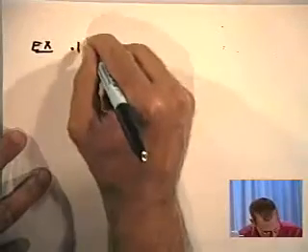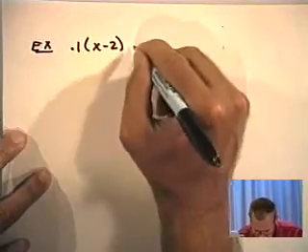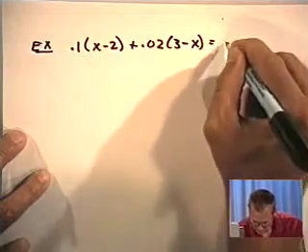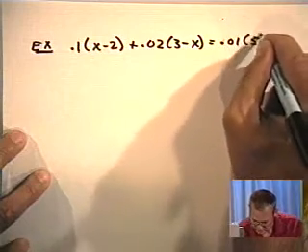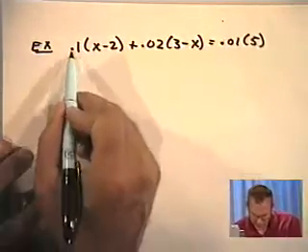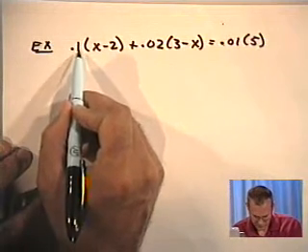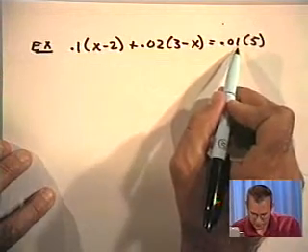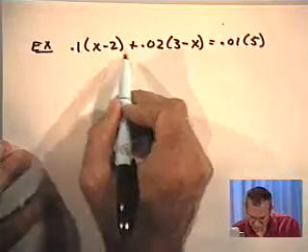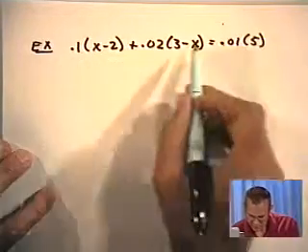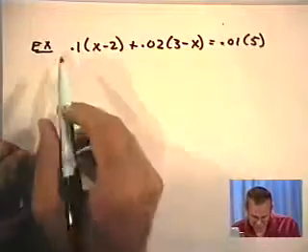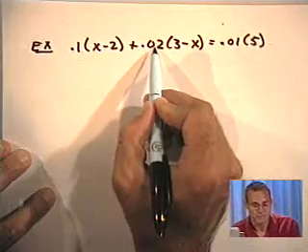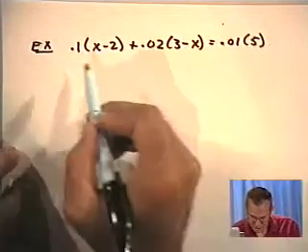0.1 times x minus 2 plus 0.02 times 3 minus x equals 0.01 times 5. Now, here I need to move this decimal at least 1 place over. Here I need to move this one 2 places over, and here 2 places over. So, in order to move all the decimal places to the appropriate spot, I'm going to need to multiply everything by 100. Now, if I multiply everything by 10, I would get rid of this decimal, but I would still have a decimal here. So I'm going to have to multiply each term by 100.